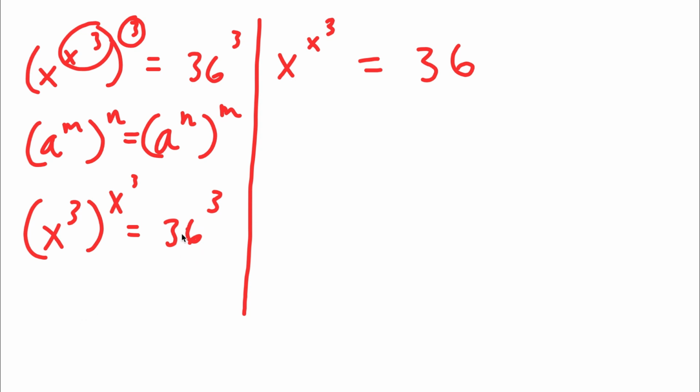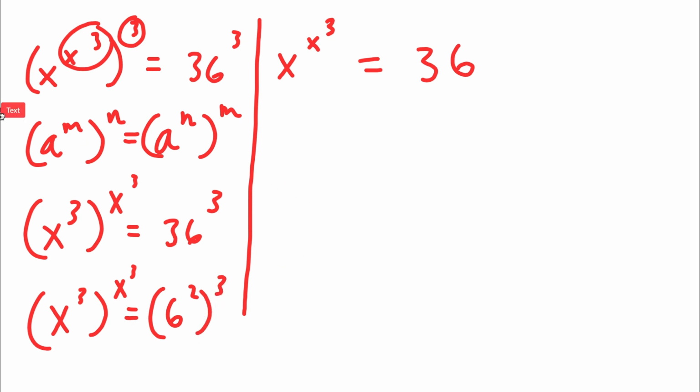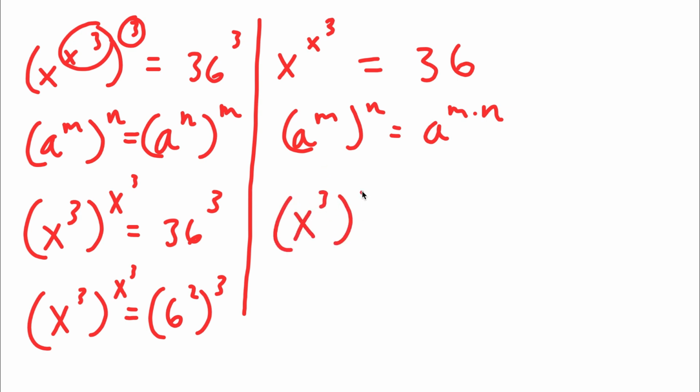Now, 36 I can write as 6 to the power of 2. So now I have x to the power of 3 to the power of x to the power of 3 is equal to 6 to the power of 2 to the power of 3. Now, if I have something in the form a to the power of m to the power of n, this is also equal to a to the power of m times n. So 6 to the power of 2 to the power of 3, that's going to equal 6 to the power of 2 times 3, which is 6 to the power of 6. So now I have x to the power of 3 to the power of x to the power of 3 is equal to 6 to the power of 6.